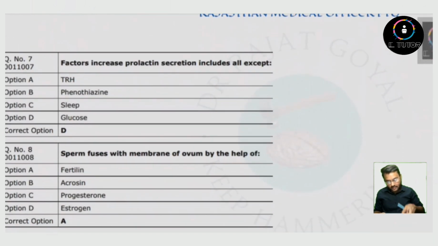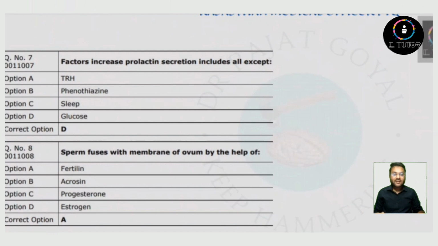Next question is, factors increasing prolactin secretion include all except. From the options, TRH helps in increasing the secretion of prolactin. This is true. Phenothiazine also helps in prolactin secretion. Sleep will also increase prolactin, but glucose generally decreases the secretion of prolactin. So the answer will be option D, glucose. Glucose decreases the prolactin secretion.